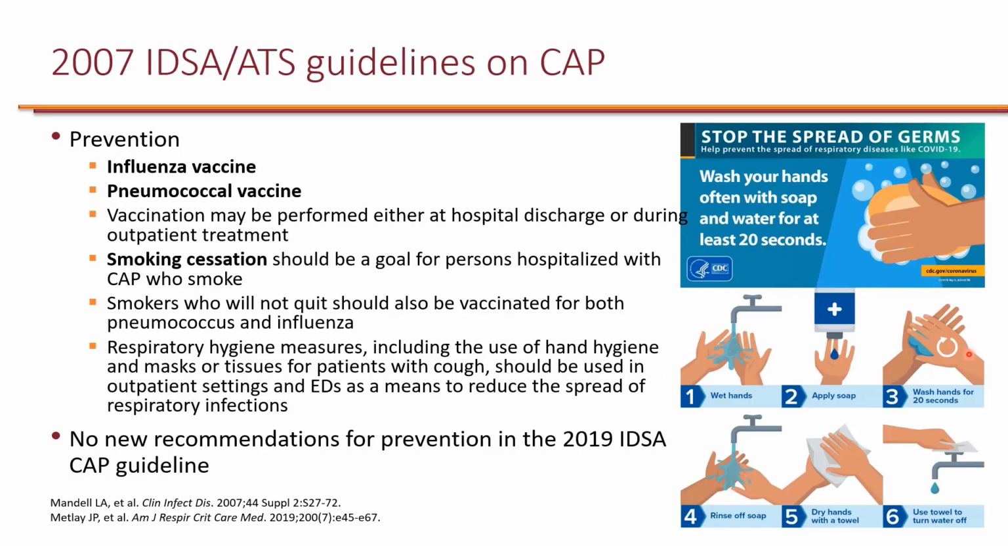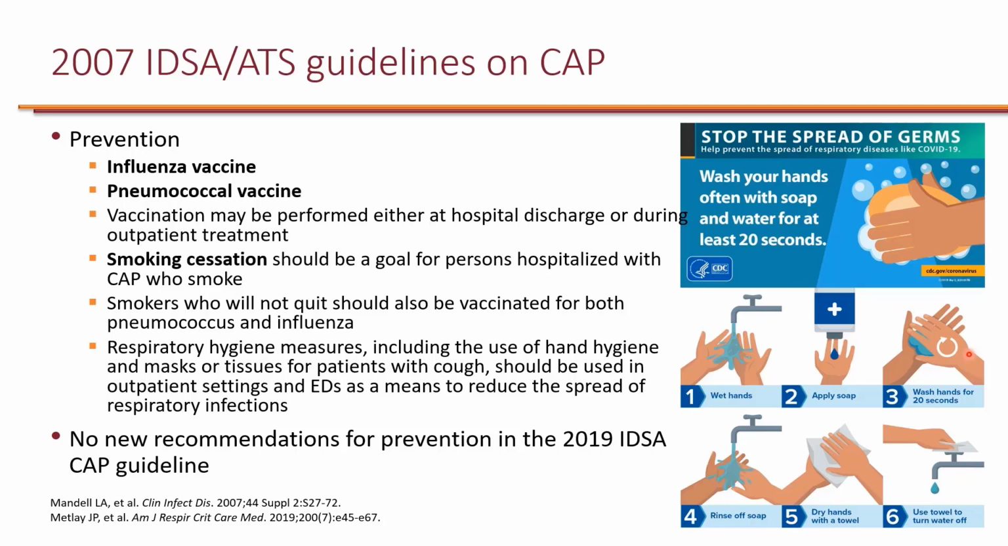When it comes to the prevention of pneumonia, the older 2007 IDSA guidelines have several recommendations. Of course, influenza can lead to secondary bacterial pneumonia, so influenza vaccine is recommended, as well as pneumococcal vaccine, which I will discuss shortly. Now, for patients who are hospitalized, vaccination can actually be performed at discharge prior to patients going home, and of course, it can also happen in the outpatient setting.